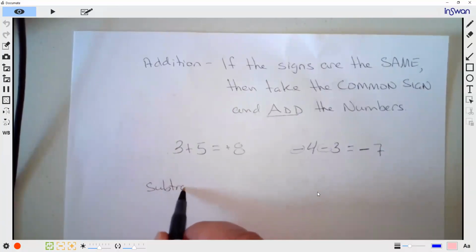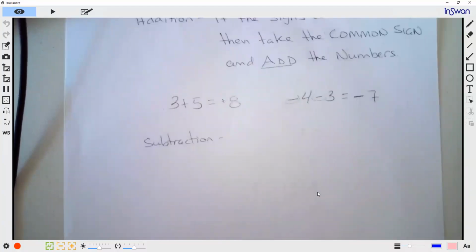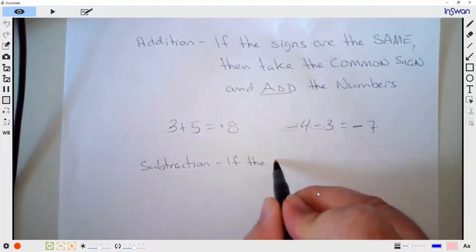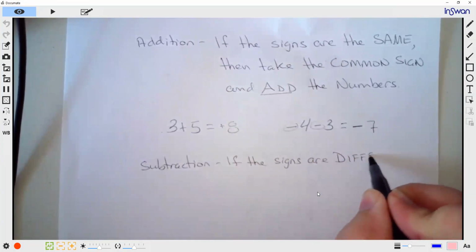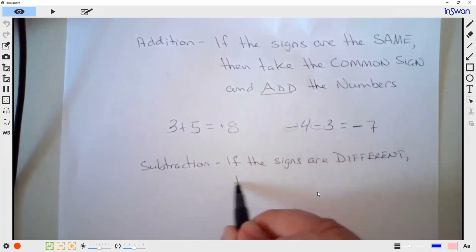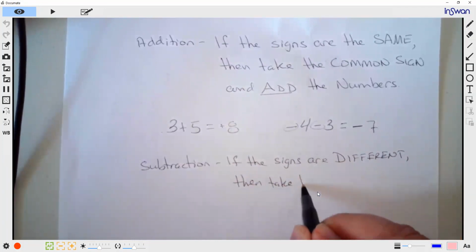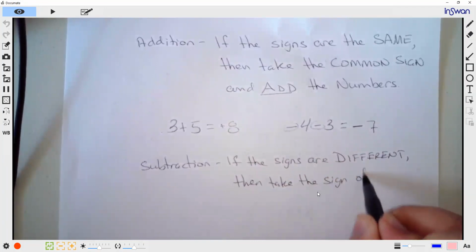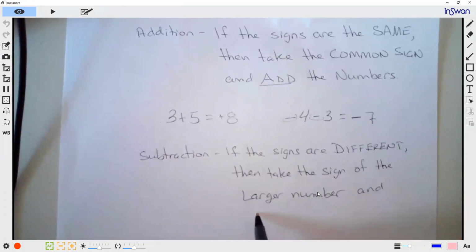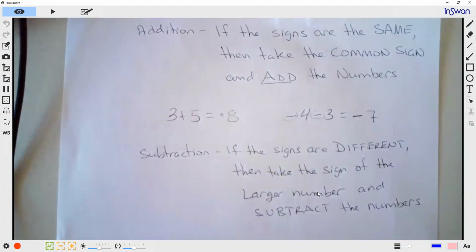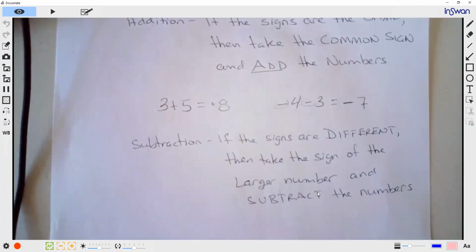Subtraction. If the signs are different, then take the sign of the larger number and subtract the numbers. If the signs are different, take the sign of the larger number and subtract the difference.